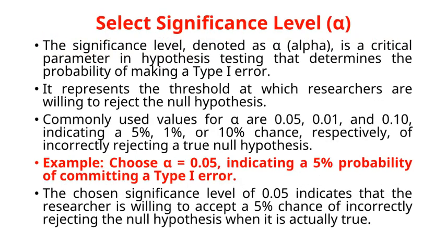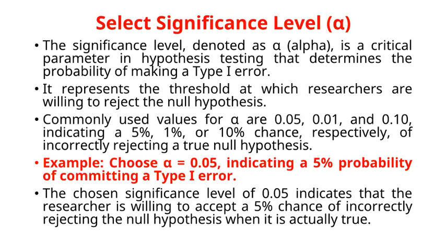Select significance level, alpha. The significance level, denoted as alpha, is a critical parameter in hypothesis testing that determines the probability of making a type I error. It represents the threshold at which researchers are willing to reject the null hypothesis. Commonly used values for alpha are 0.05, 0.01, and 0.10, indicating a 5%, 1%, or 10% chance, respectively, of incorrectly rejecting a true null hypothesis.